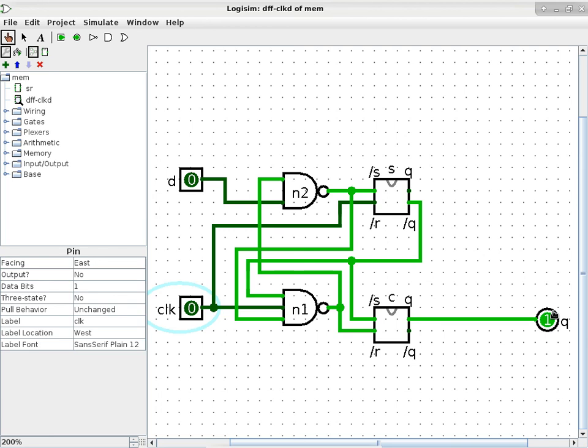Because one comes from N1, where it is guaranteed a 1 because the clock is a 0. The other one comes from /Q, but /Q is guaranteed to be a 1 as well because /R of the SR latch is getting a direct input from clock, and clock is 0. So that's why when clock is 0, we guarantee that Q is not going to change.